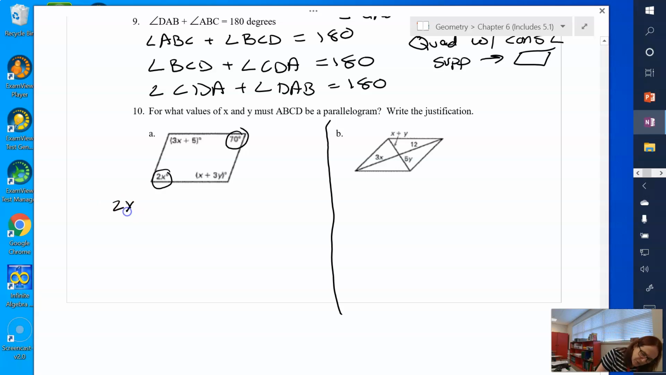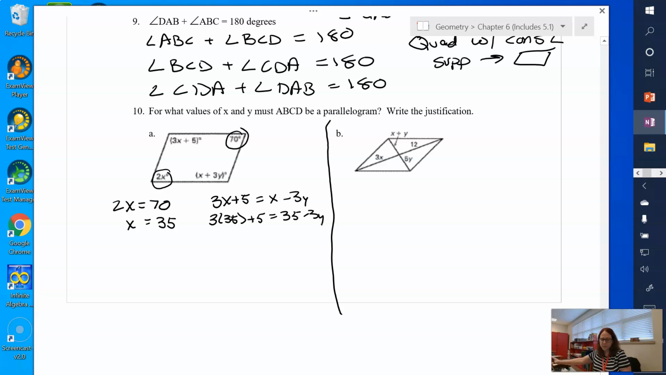So I'm going to say 2x equals 70, then x equals 35. Okay. Now I need to figure out y. I've got x, I need y. So let's do 3x plus 5 equals x minus 3y. Again, I'm just doing opposite angles are congruent. And because I know x is 35, I'm just going to plug that in. So 3 times 35 plus 5 equals 35 minus 3y.